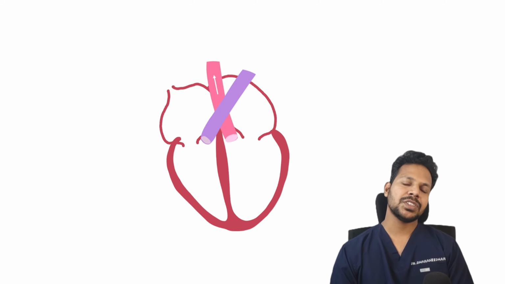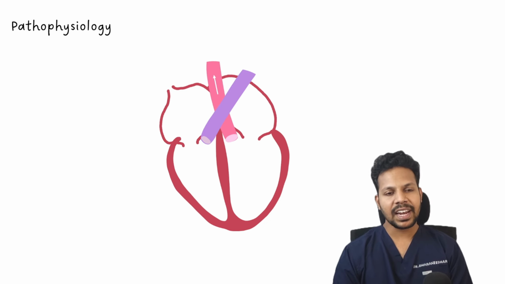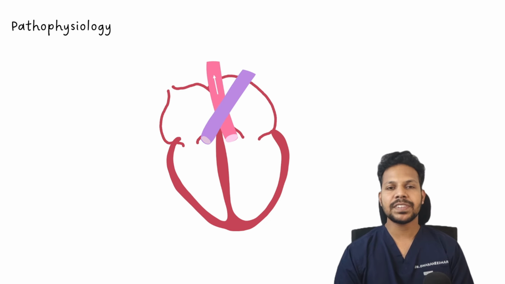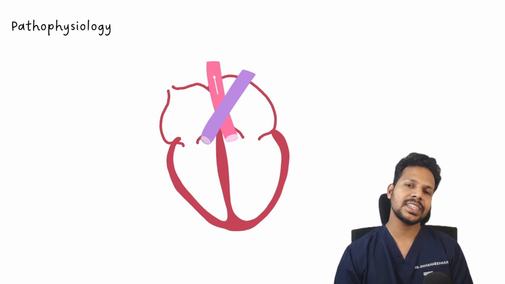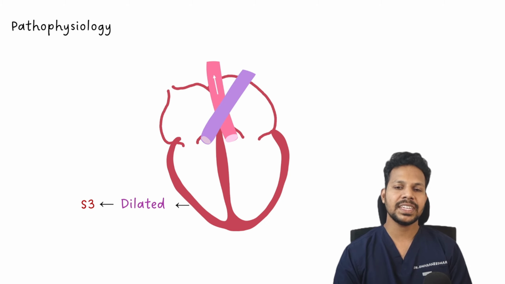Now, let's look at the pathophysiology. Here you can appreciate all four chambers of the heart are significantly enlarged. The left ventricle, right ventricle, left atrium, right atrium are all dilated or enlarged. And here starts the problem. So, dilatation of the right ventricle. When the patient is in failure, the patient will develop S3. So this is RV S3.